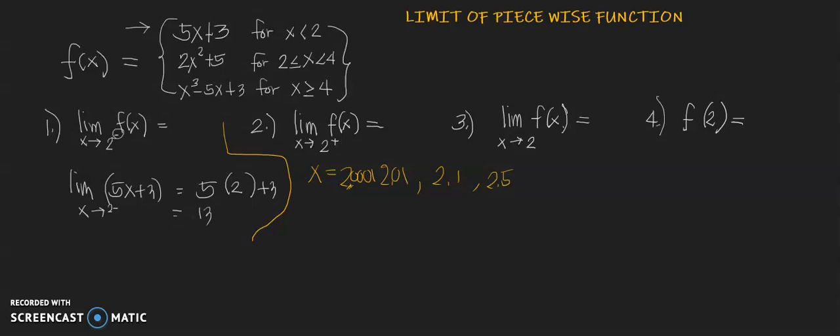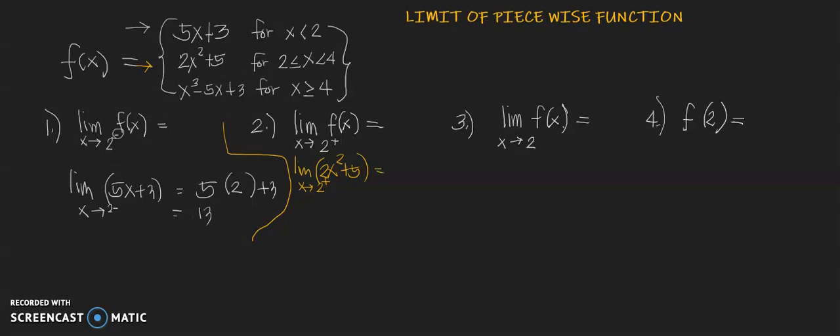Okay, so which function are we going to use? This is greater than 2. As you approach from this side, we have to use this equation, this function. So let's solve. Let me write this: the limit of 2x squared plus 5 as x approaches 2 from the positive side. So what would be the answer?